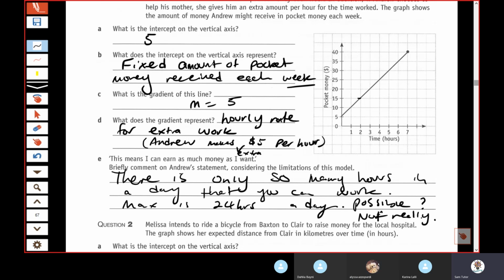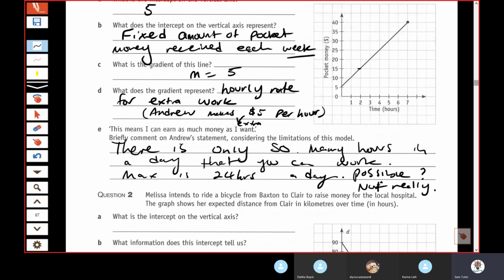Make sense? Yeah, that's perfect. If you were to write it even the way I've written it, it makes sense to us. We understand that you get the idea, which is the fact that it can't go on forever. It will stop at 24 hours, but is that even possible? So that's a limitation. So can he earn as much money as he wants? Not really.